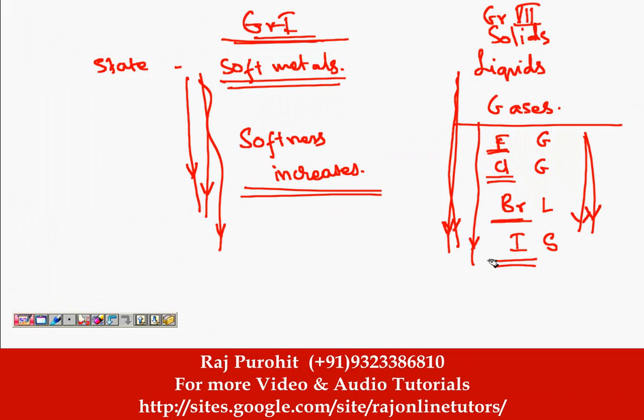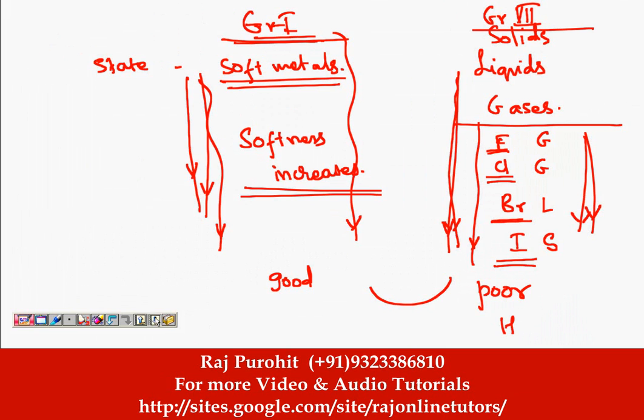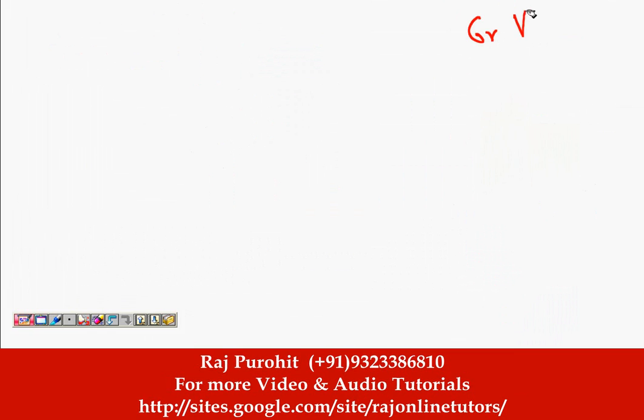Okay, then the next part is conduction of heat and electricity. Obviously Group 1A, because they are metals, they all will be good conductors of heat and electricity, and these are going to be poor conductors of heat and electricity. Okay, so when these both combine, they will form respective halides. Okay, then Group 7A also combine with hydrogen. Okay, they combine with hydrogen to form halides.